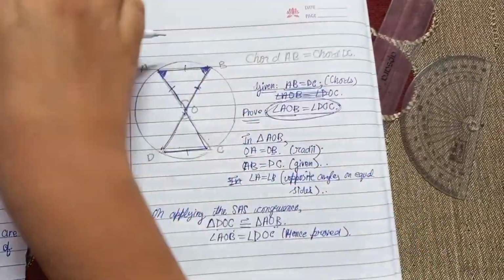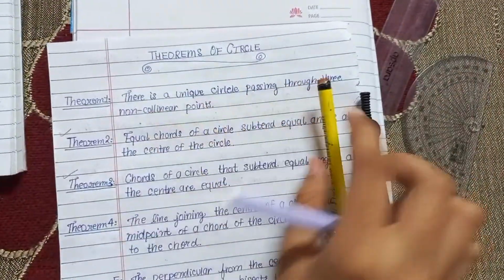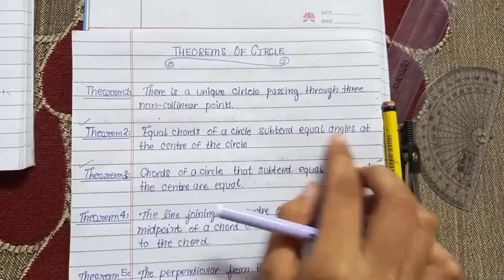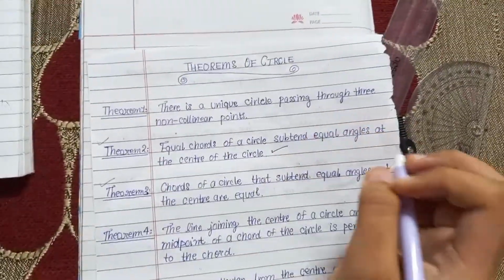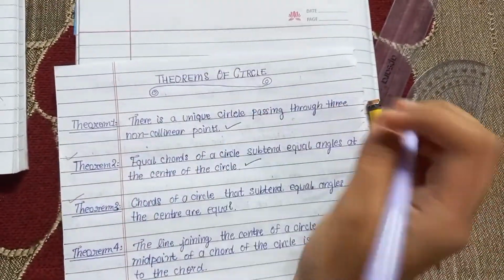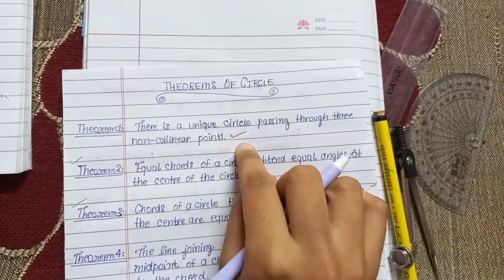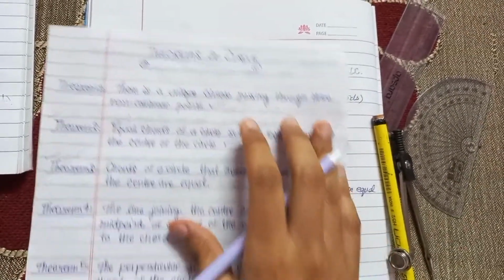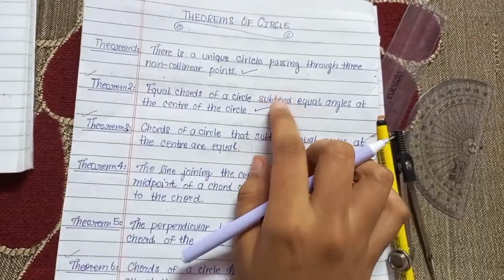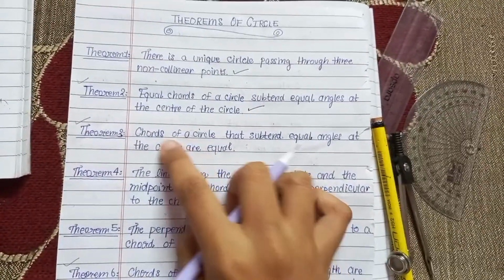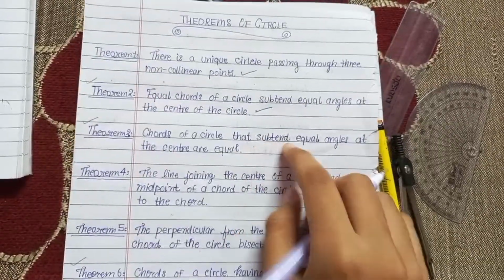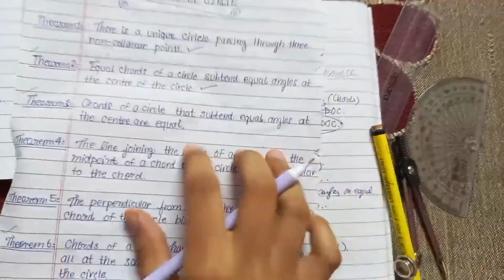Our theorem 2 was this: equal chords of a circle subtend equal angles at the center of the circle. This theorem is now proved. The construction for the circle through the help of a triangle, I will be touching in my next live session, and our theorem 2 is proved. Now we move on to another theorem. Chords of a circle that subtend equal angles at the center are equal.